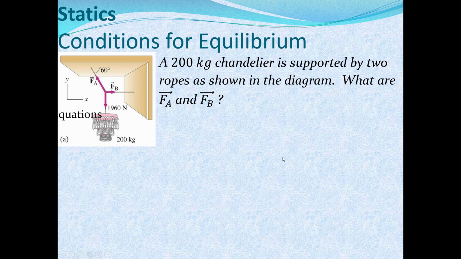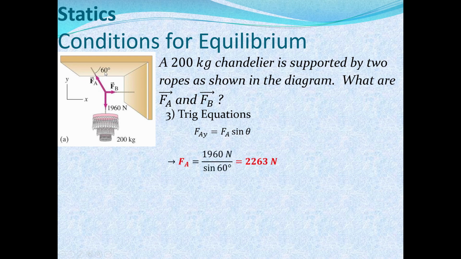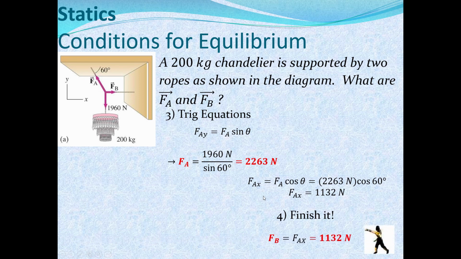Well, now that I have that number, I can use trig. The y component is equal to the vector times sine theta. I know that the angle is 60 degrees, so plug in the 1960 from before, divide by sine 60, and I get 2263 newtons. So that is what FA is equal to. Now I need to figure out what FB is. Going back to the previous equation, we knew that the horizontal component was equal to FB. So if I take FA and multiply by cosine of 60, I'll end up getting the x component of the force, which is just FB.